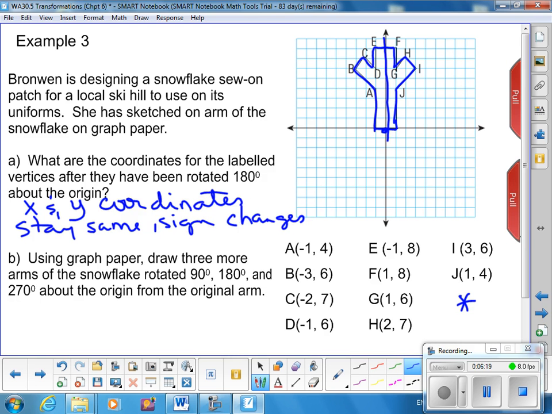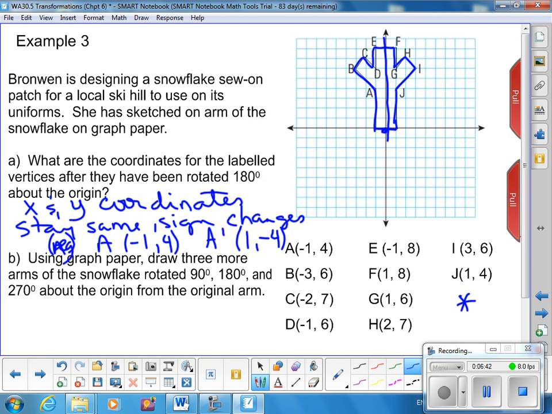Now remember, if you started off with a negative coordinate, they would then become positive. So the sign just changes. For example, A is negative 1 and 4, so now A prime is going to be 1 and negative 4. So the sign of each number changes, but it doesn't change positions.